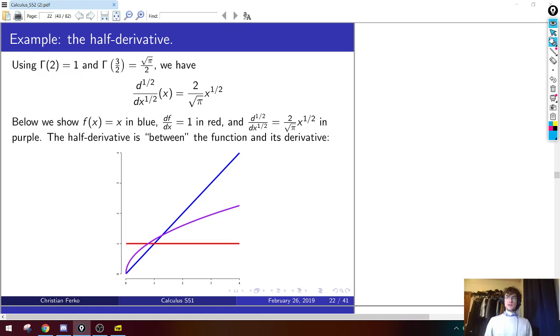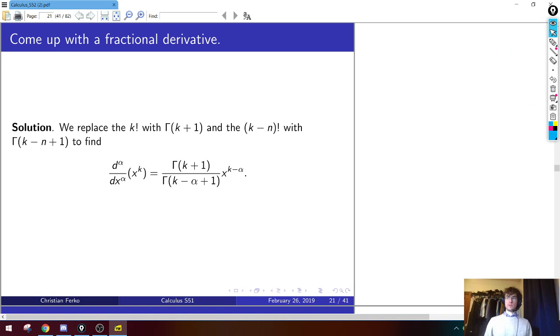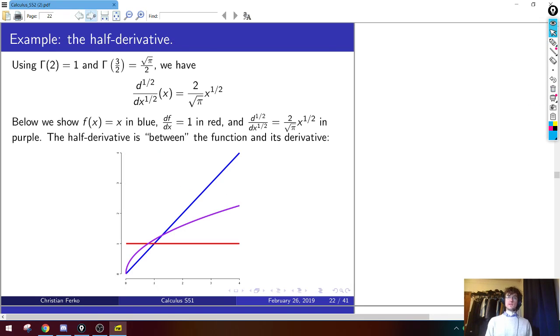What is gamma if we want to take the 1/2 derivative? If we let, for instance, alpha be a half and k equal 1, then the bottom will be gamma of 1 minus a half plus 1, which is 3/2. So we have to know what the gamma function is at 3/2 to compute that. As it turns out, you can just do the integral. Gamma at 3/2 is root pi over 2.